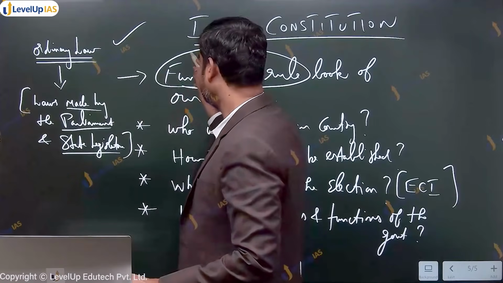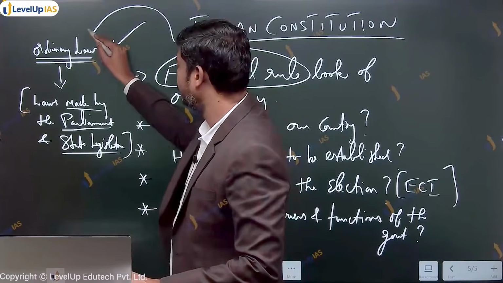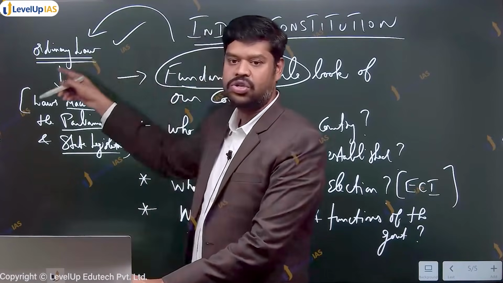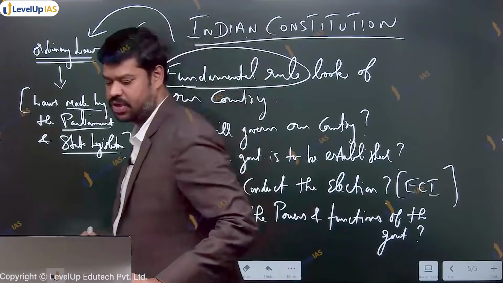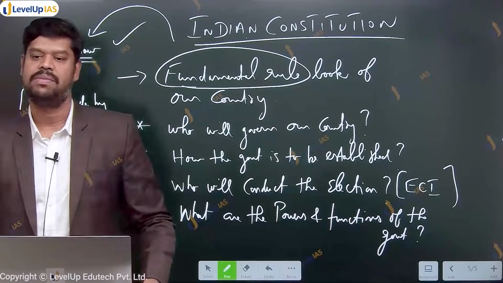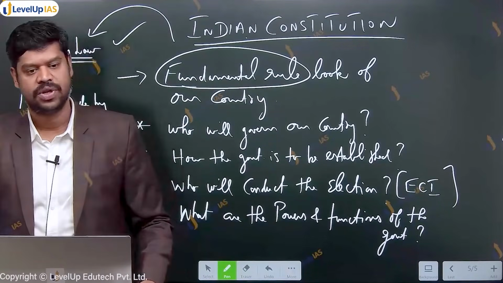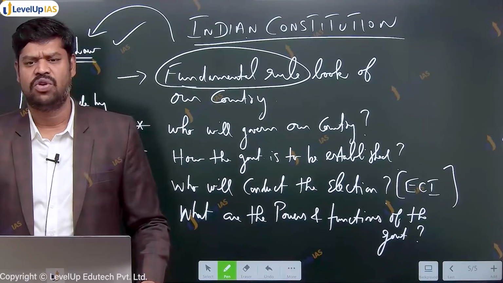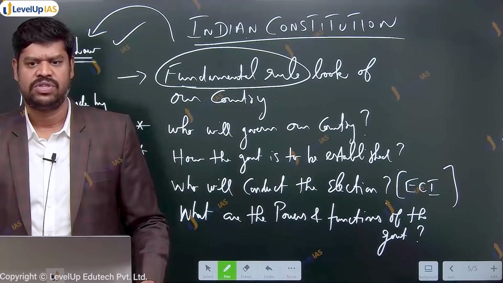Now, who is giving the authority to make the ordinary laws to this Parliament and the state legislature? It is the Constitution which is giving them the power. So the Constitution gives further power to the legislature, that is the Parliament and the state legislature, to make further ordinary laws. So can you give me examples of some ordinary laws which are not there in the Constitution?